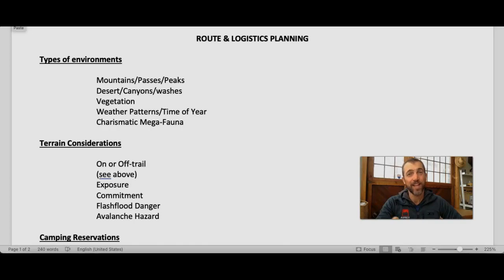As far as vegetation goes, seems like an odd consideration, but that'll determine how far you can see in that environment. Are you able to navigate off of peaks if you're surrounded by forests? Are you able to bushwhack through that vegetation? If you're doing e-scouting, and we'll get to this in a little bit, is that slope actually open that you're hoping to go off trail through? Or is that head-high scrub oak that will be next to impossible, if not really frustrating, to hike through?